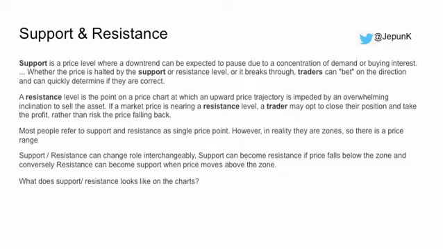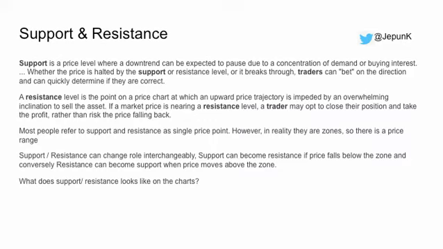And then there's the resistance level. This is the point on a price chart when an upward price trajectory is impeded by an overwhelming inclination to sell the asset. If a market price is nearly at a resistance level, a trader may opt to close their position and take the profit, rather than risk the price falling back. So at times you've noticed that stocks will bounce downwards when they reach that level. They reach that price, maybe 5.8, every time, come down again, reach that, come down again. So that's the resistance.